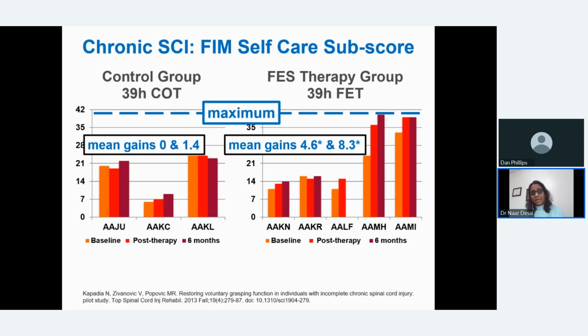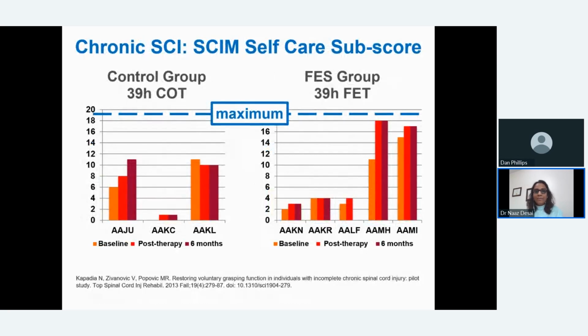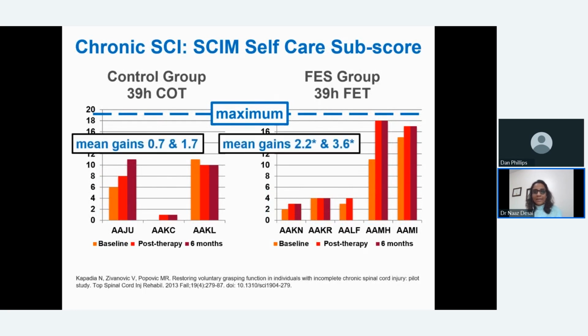But I also want to draw your attention to the fact that as patients get chronic, the improvements are not as drastic as we see in the subacute population. So this is again the same sample of chronic SCI patients on the SCIM, and in this case, on the SCIM as well, there were better improvements in the FES group as compared to the control group.